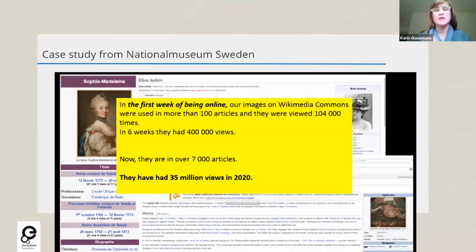What is much more important is actually the long-term consequences that we see here, because suddenly we reach an audience who might get in contact with our collection without ever having to understand that there is something called the National Museum of Sweden, but they will still interact with the works of art, and that is partly also fulfilling our state-funded mission.